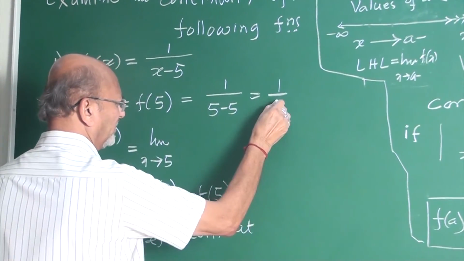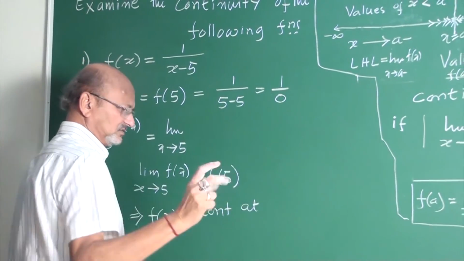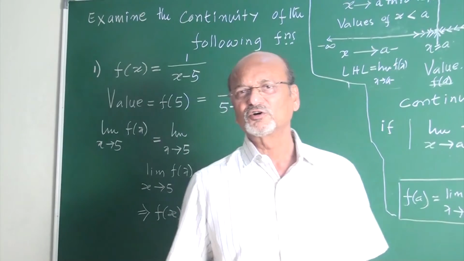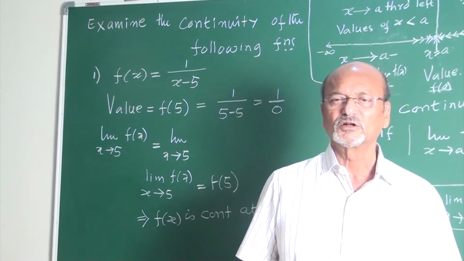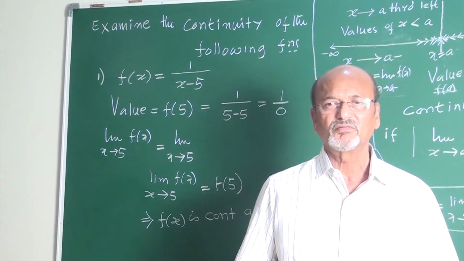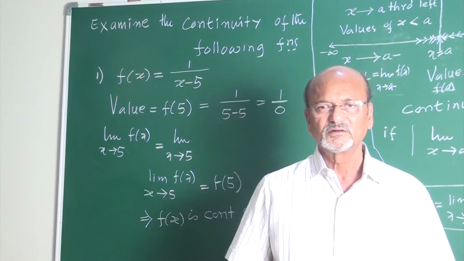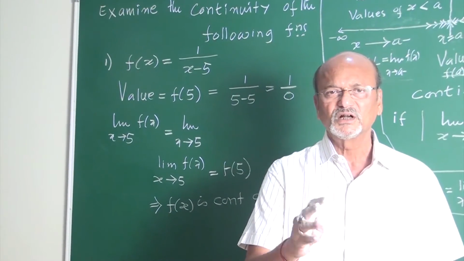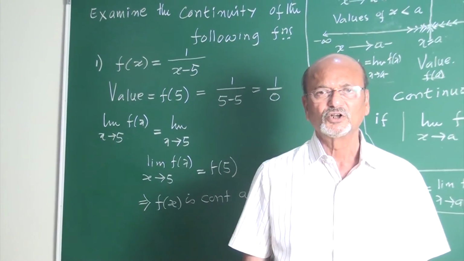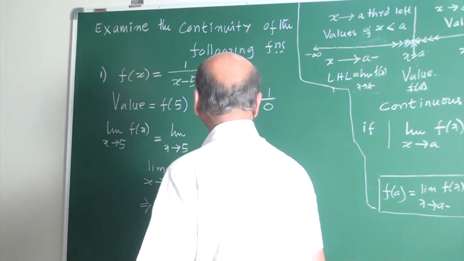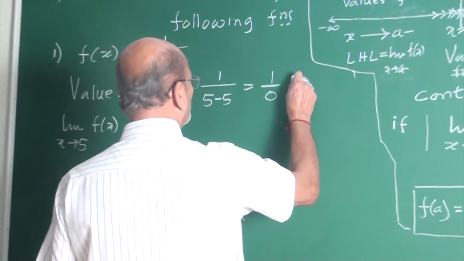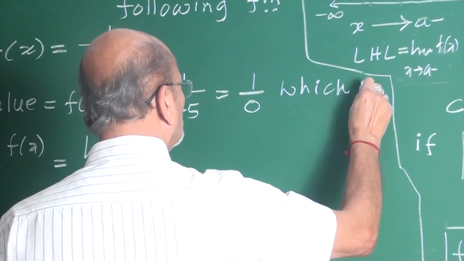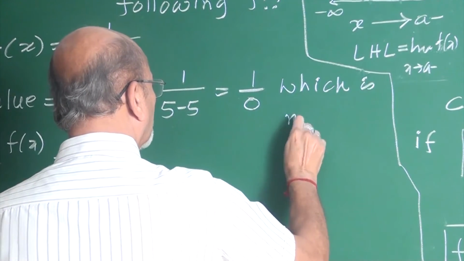This, my friends, is a very danger light. Division by 0 is not allowed. If it comes, what is it? It is undefined. Friends, division by 0 is not allowed. If it comes, it is undefined. That's all. It is not defined. Yes, my friend, which is not defined.